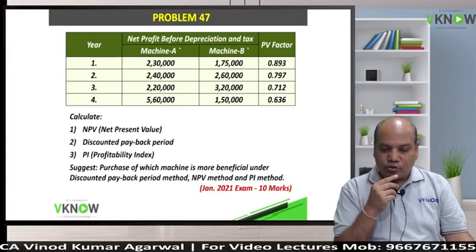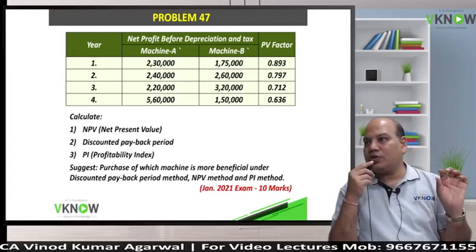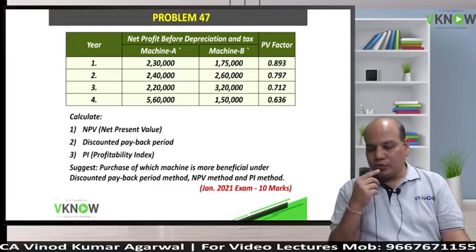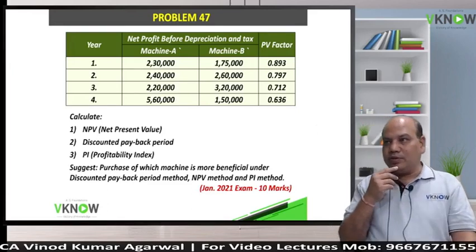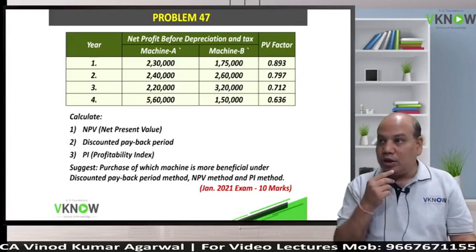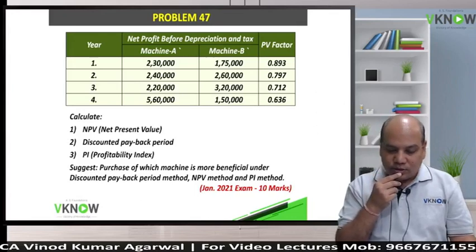And then they have given you two machines A and B, PV factor, compute NPV, discounted payback period. So in this question we will practice discounted payback period and we will also practice profitability index. So this way the 5 main methods got revised with the help of these two actual questions, and this is a January 2021 exam question for 10 marks.